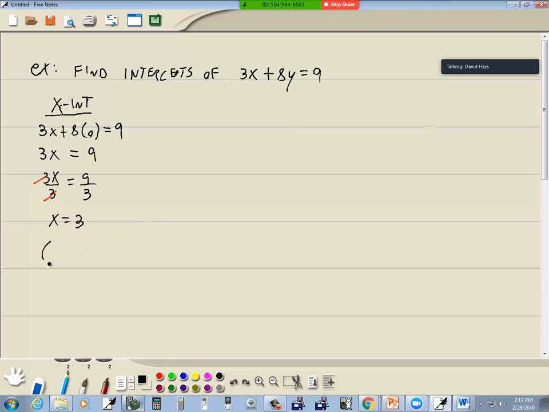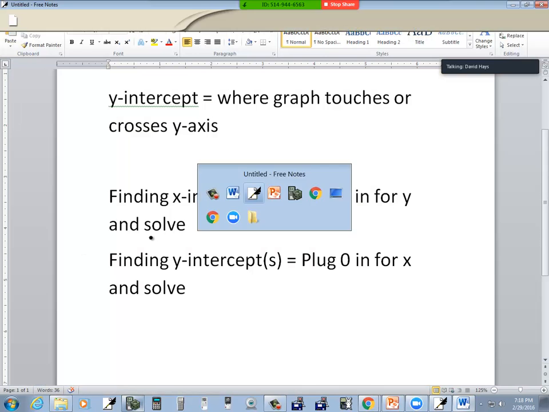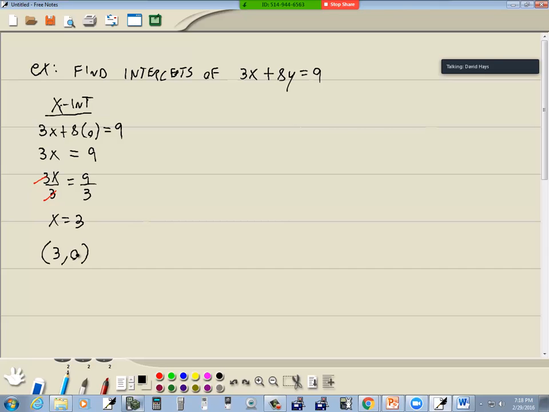Now, point-wise, this is written as (3, 0). And if you're wondering why does the 0 go there, well, remember our instructions. Plug 0 in for y. And this is the y part of our point.